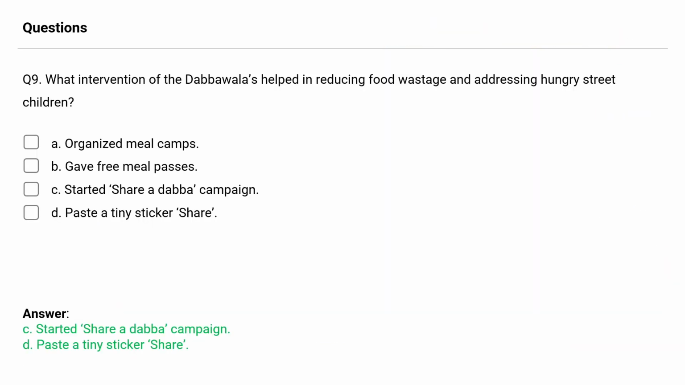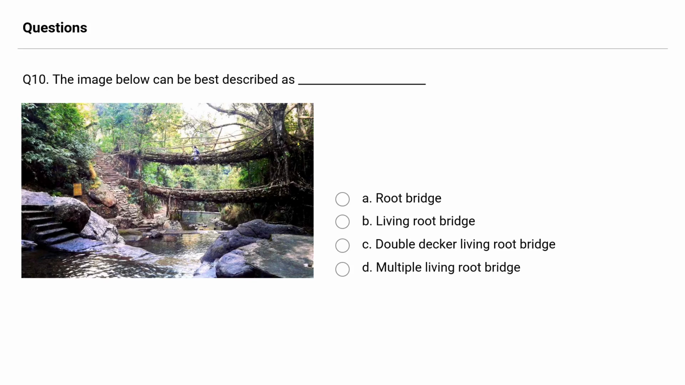Okay, so let's check the correct answers. The correct answers are C and D, right? Coming to our final question. The final question is, the image below can be best described as root bridge, living root bridge, double decker living root bridge, or multiple living root bridge.